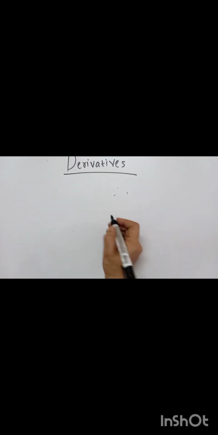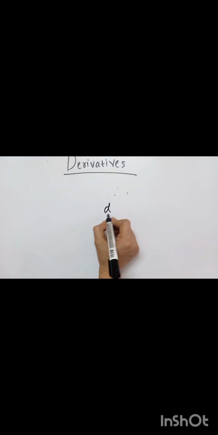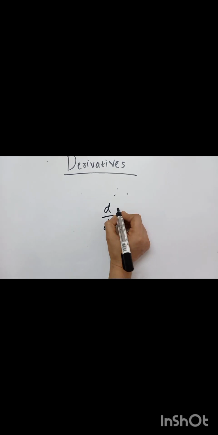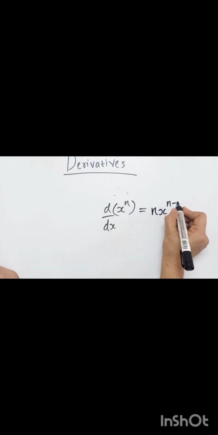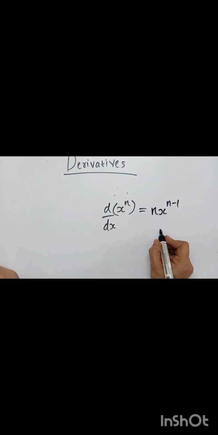Now, there is an important formula, that is d by dx of x to the power n. If there is any expression which is of the form x to the power n, and if you want to find the derivative with respect to x, the formula is n x to the power n minus 1. This is very important because in many problems this type of expressions will come. Okay, so that time you have to use this formula, n x to the power n minus 1.